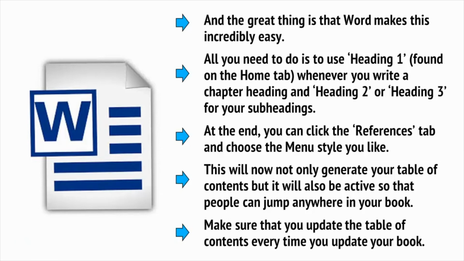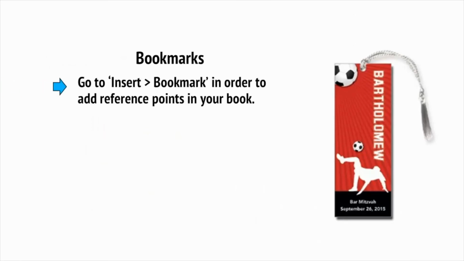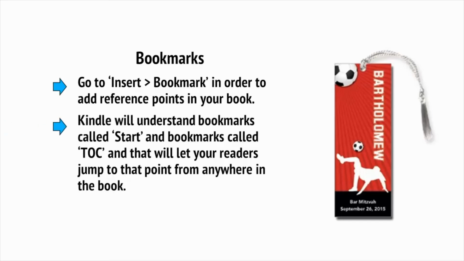Make sure that you update the table of contents every time that you update your book. Even if you're just changing the size of the font, you need to make sure that you keep the table up to date. Then there are bookmarks. Go to Insert and then Bookmark in order to add reference points to your book. Kindle will understand bookmarks called Start and bookmarks called TOC, Table of Contents, and that will let your readers jump to that point from anywhere in the book. And these are known as guide pages.